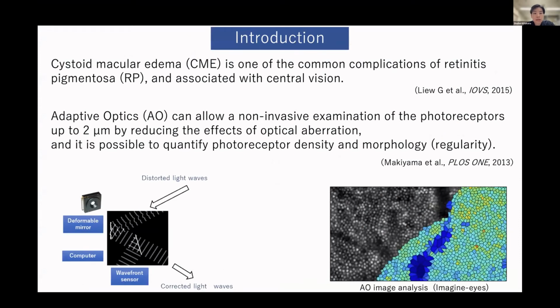Cystoid macular edema is one of the common complications of retinitis pigmentosa and is associated with central vision. Adaptive optics allows a non-invasive examination of the photoreceptors up to 2 micrometers. And it is possible to quantify the photoreceptor density and morphology using software analysis.